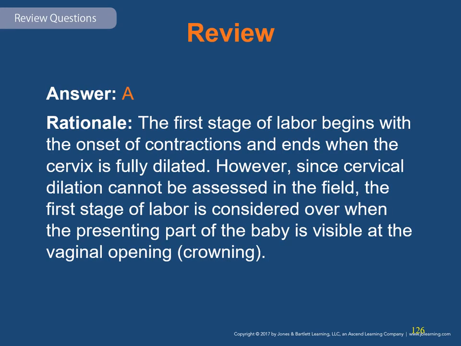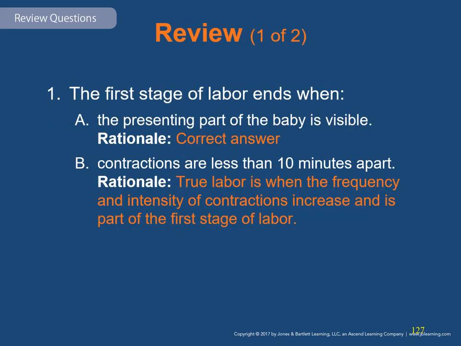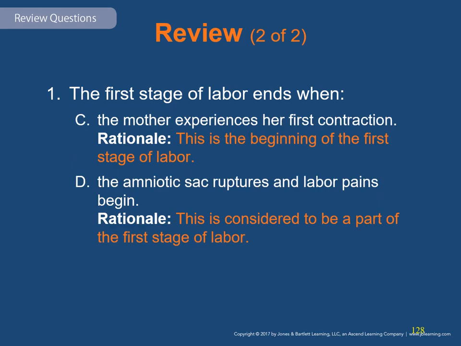The first stage of labor begins with the onset of contractions and ends when the cervix is fully dilated. However, since cervical dilation cannot be assessed in the field, the first stage of labor is considered over when the presenting part of the baby is visible at the vaginal opening, crowning. A is the correct answer. B, true labor is when the frequency and intensity of contractions increase and is part of the first stage of labor. C, this is the beginning of the first stage of labor. D, this is considered to be part of the first stage of labor.